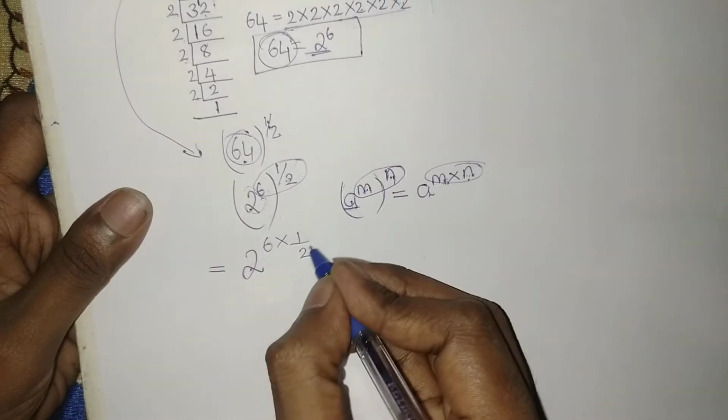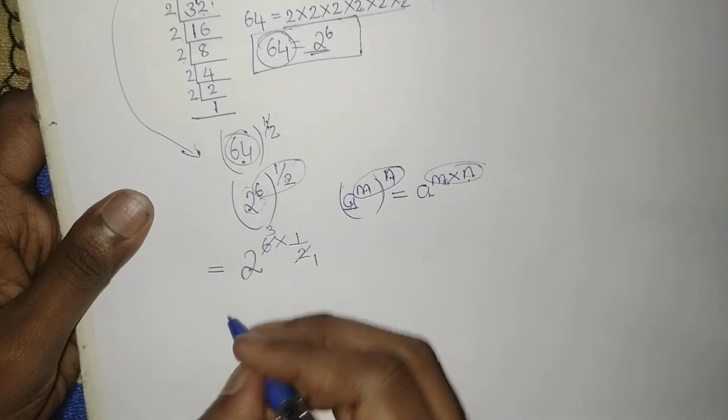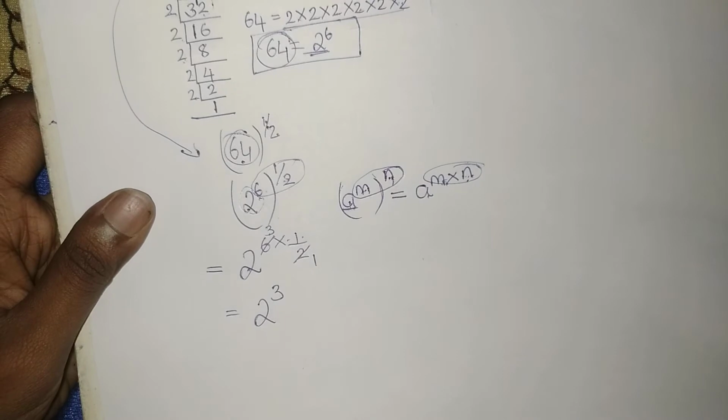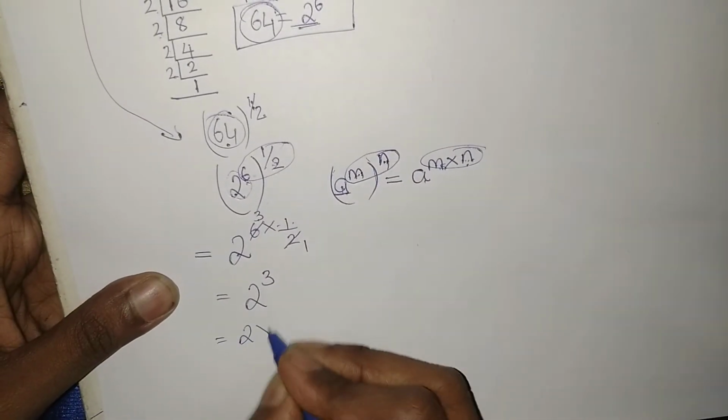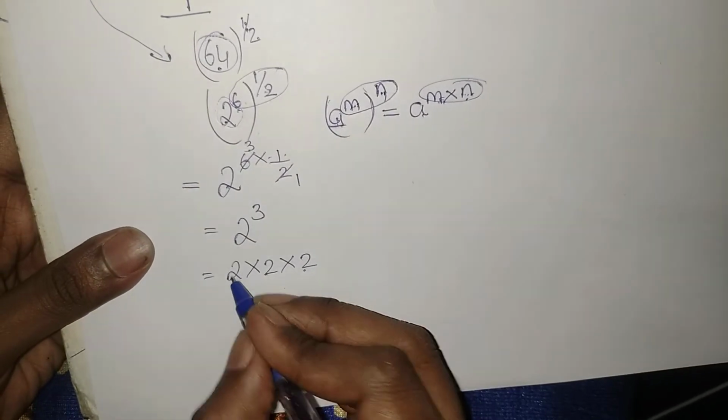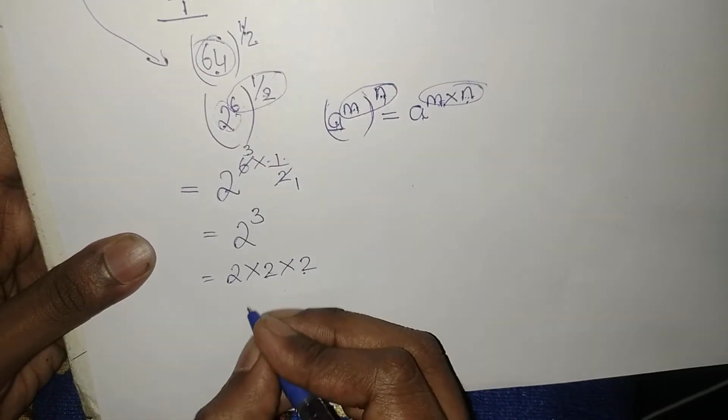So it's very easy now. 2 1s are 2, 2 3s are 6. So what is left over? 3 into 1, correct? 3 into 1 is 3. So now we have 2 cube, which I can write as 2 into 2 into 2. 2 multiplied 3 times, 2 2s are 4, 4 2s are 8, correct?